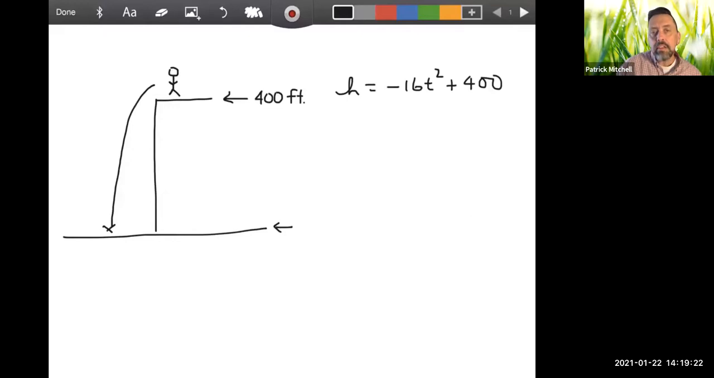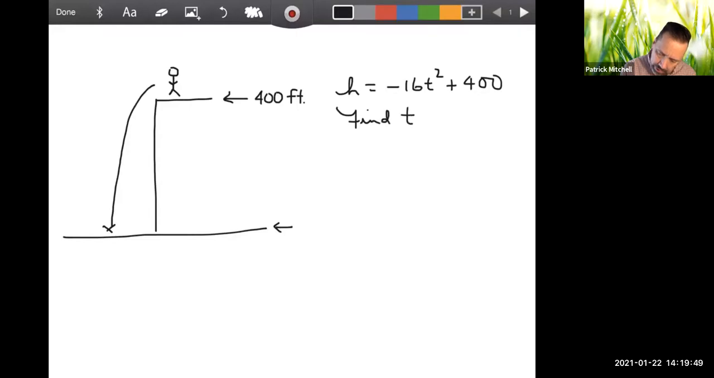All right, so what I want you to think about is the formula says that the height of the compass after t seconds is given by this equation. And the question is, when will the compass hit the ground? In other words, at what time? All right, so in this problem, we need to find t.